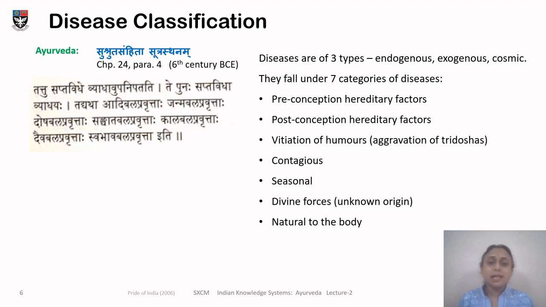It's not just health, but also disease that is spoken about. If you recall, the Roga Pariksha that was mentioned in lecture 1. So diseases are classified into three main types in Ayurveda: endogenous, exogenous, and cosmic. They fall under 7 subcategories, and these are the diseases that are caused because of preconception hereditary factors, genetic causes before conception.